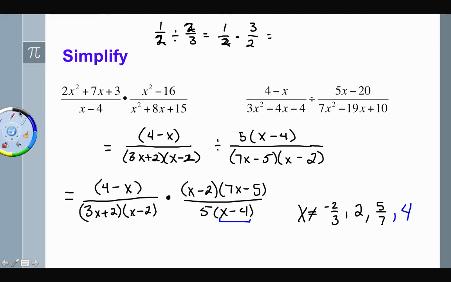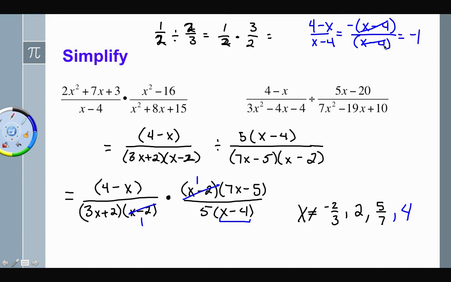Now that we have multiplication, now we can cancel. I have x minus 2 and x minus 2. And then there's that funky 4 minus x and x minus 4. But what I want to show you is that 4 minus x over x minus 4 can be written as negative. If I take the negative out of this, that means that x becomes positive and the 4 becomes negative, and I still get the x minus 4, which means I can cancel, and this becomes a negative 1.